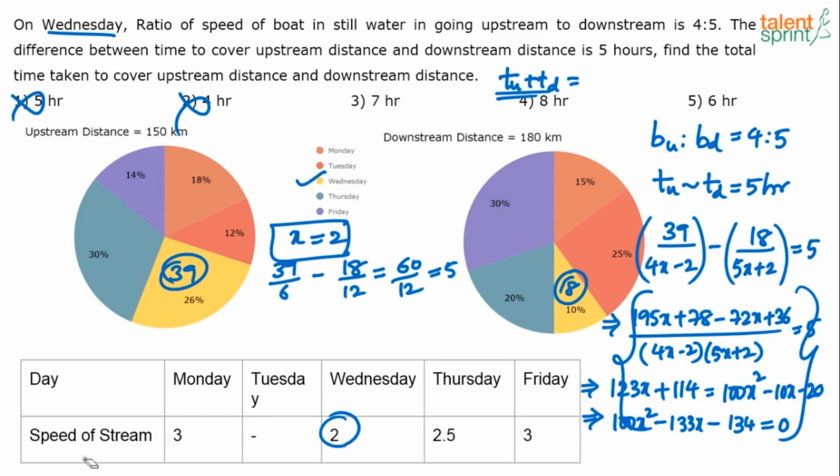Yeah. So now that we have got x equals to 2 by random substitution, which is not preferable, we should be having a better way of doing it, or otherwise skip it. But anyway, what do we do finally? 39 by 6 plus has to be done, right? TD is 18 by 12. That's the final answer.